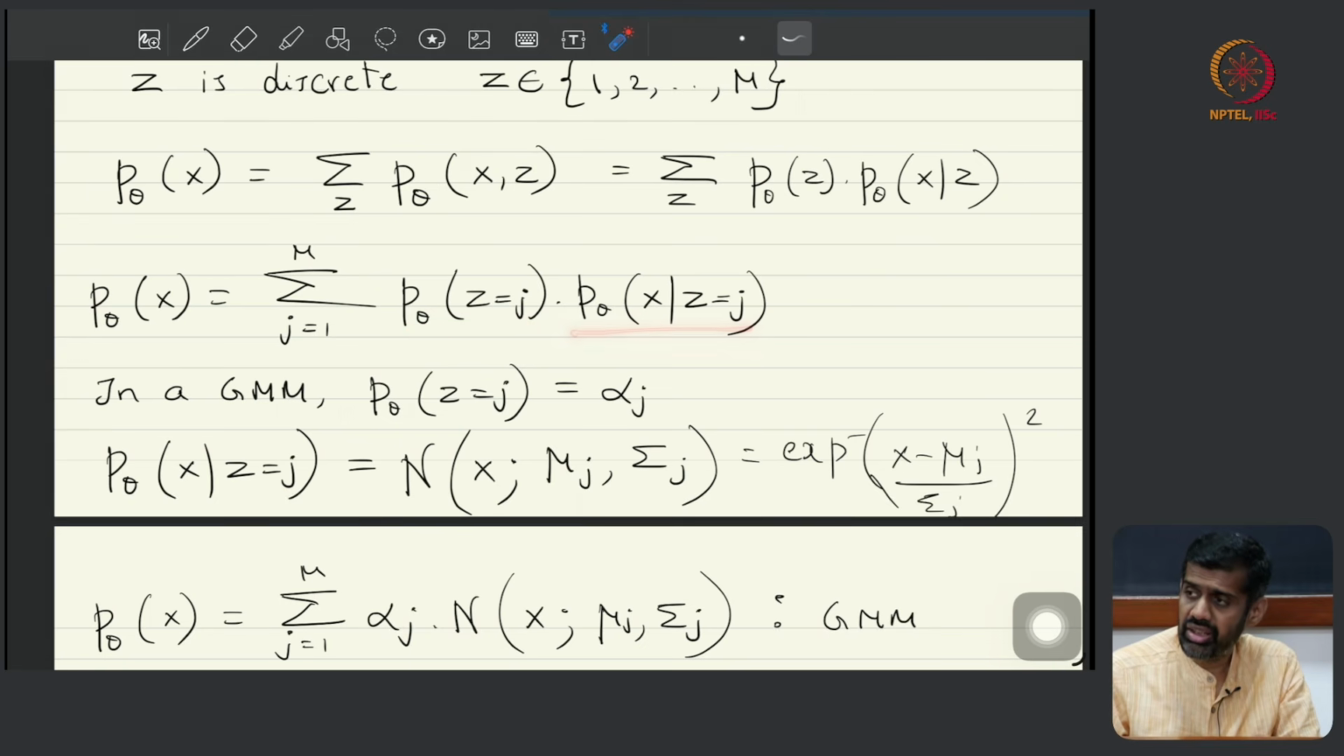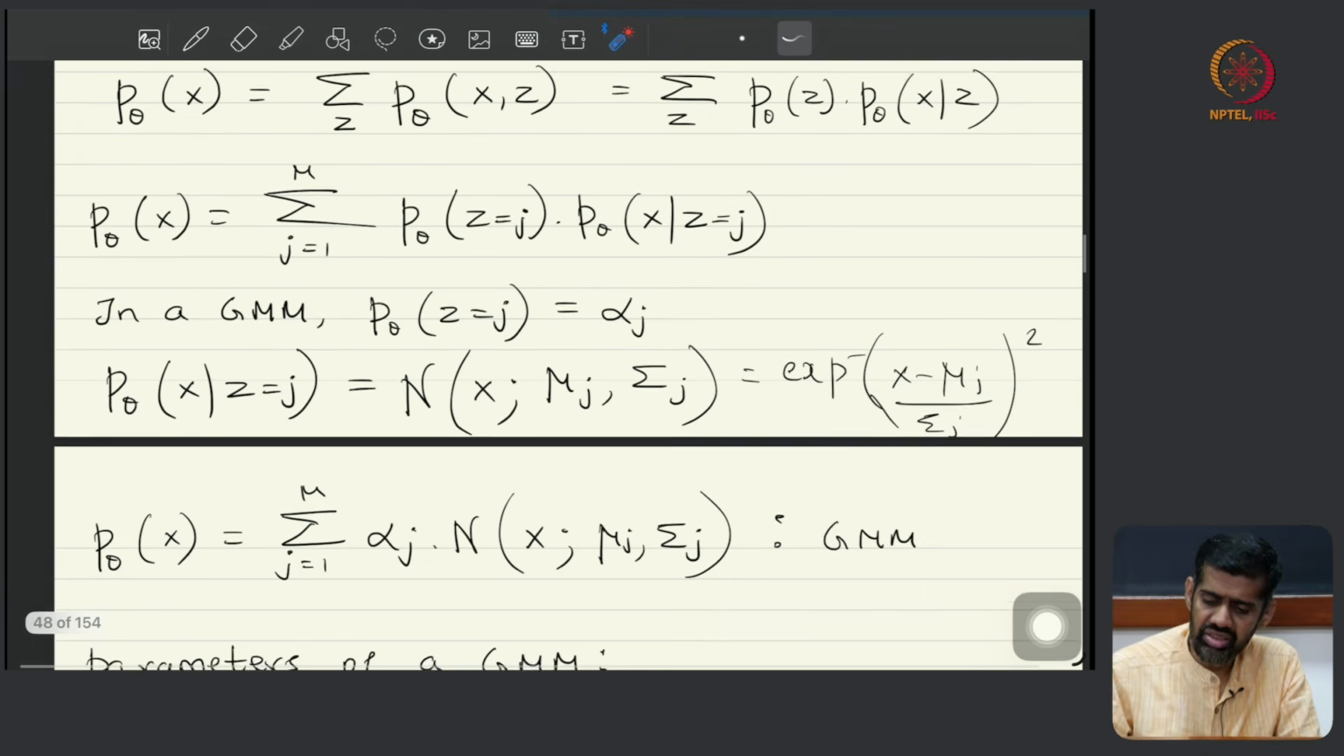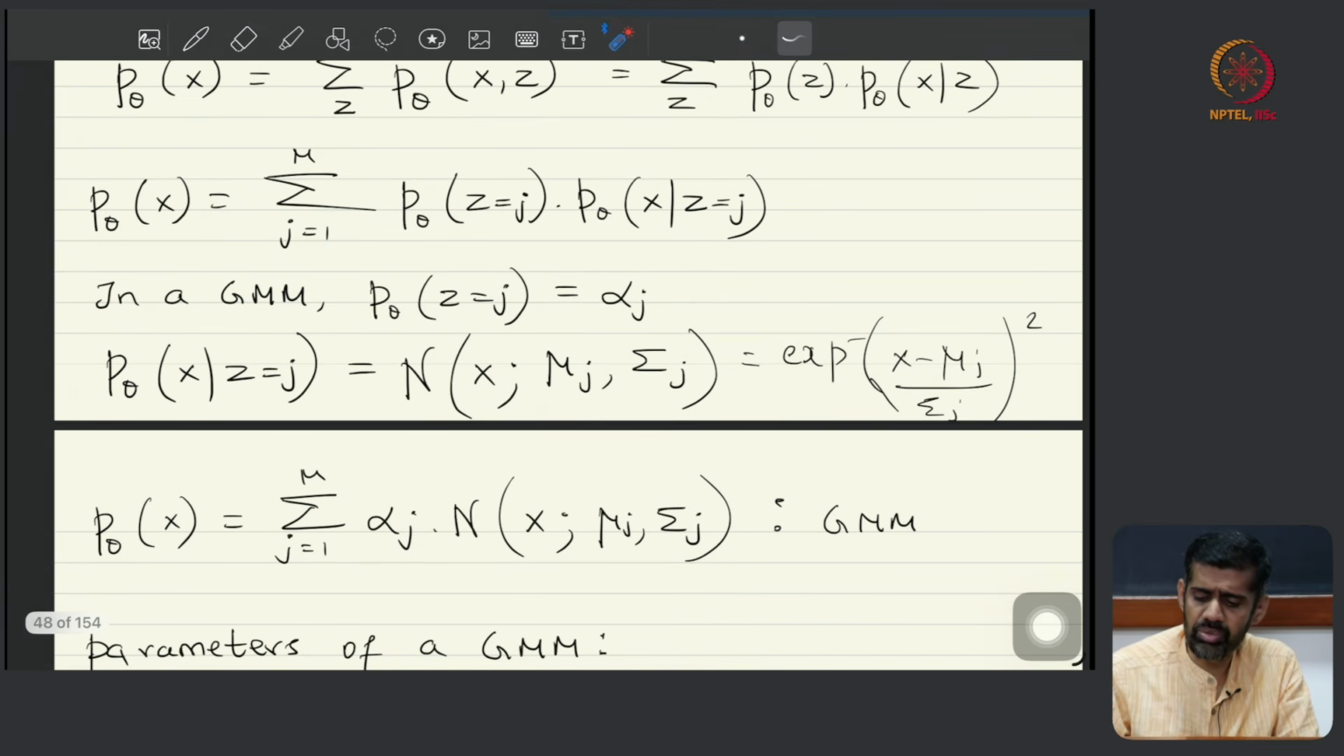The second one will be a conditional distribution with z taking a particular value. Now, in any mixture density, we take p theta of z equal to j to be equal to some alpha j. Remember that we jointly estimate this. Anything that has to do with the latent variable is also jointly estimated with the model. That is what we do in latent variable models, and we denote that with alpha. In a Gaussian mixture density, the conditional distribution of the data given the discrete random variable is taken to be a Gaussian density with a particular mean and variance.